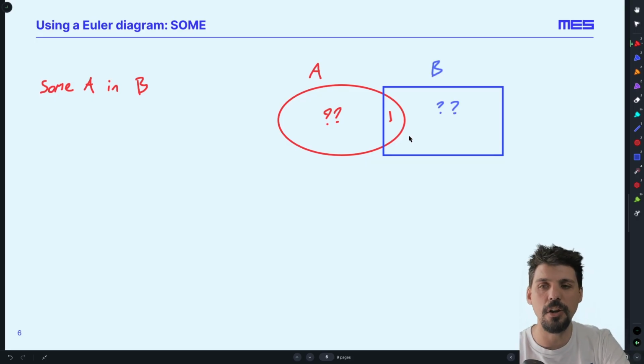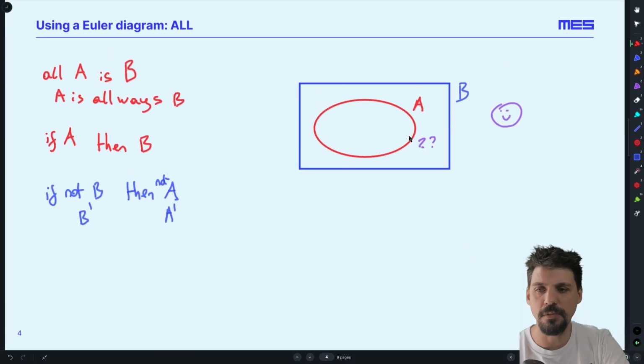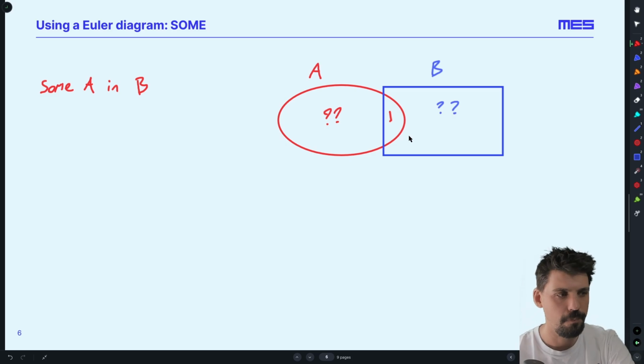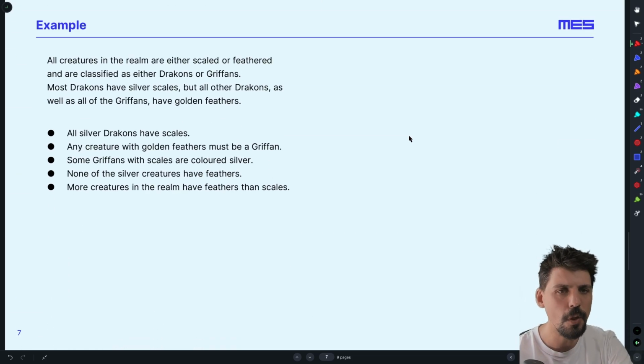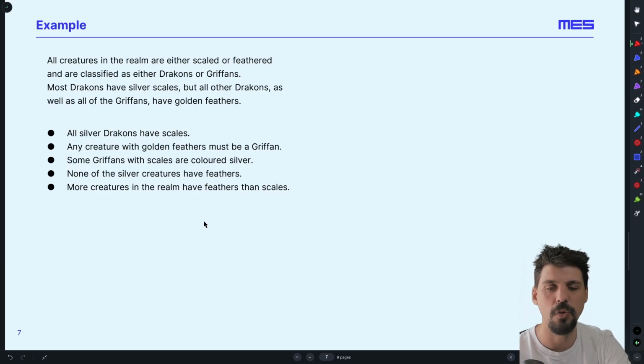Anything else is we are going to take multiple versions of these and we are going to put them together. Case in point. All creatures in the realm are either scaled or feathered and are classified as dracons or griffins. Okay, so that's our starting point, is we want to know if things are dracons or griffins, if they're scaled or feathered. Most dracons have silver scales. Okay, so there is definitely some dracons with silver scales. But all other dracons, as well as all of the griffins, have gold feathers. Okay, let's go.